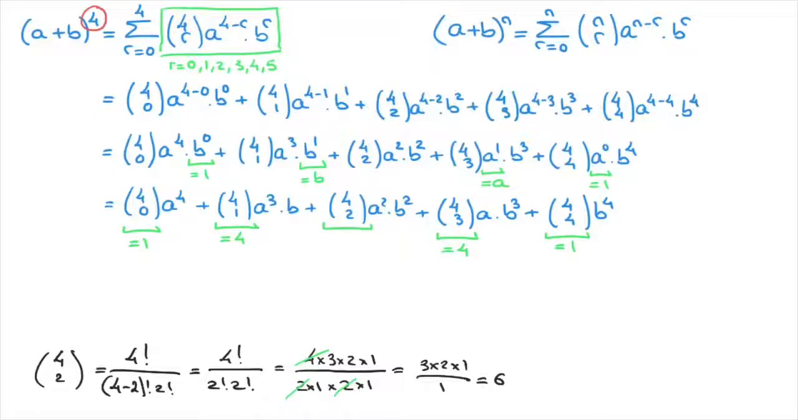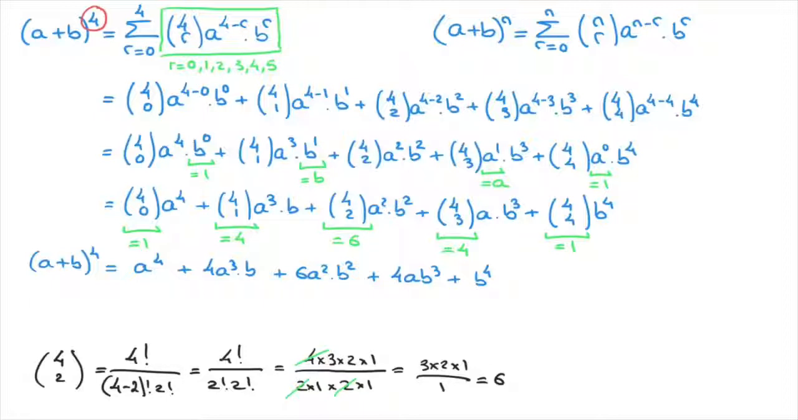So finally, we can write that this binomial coefficient equals 6, and we can state that the expansion of (a+b)^4 is equal to a to the power of 4 plus 4a cubed times b plus 6a squared times b squared plus 4 times a times b cubed plus b to the power of 4. And so there we have it. That's how we can use the binomial expansion formula to write all the terms in the expansion of (a+b)^n, where n is a positive integer.